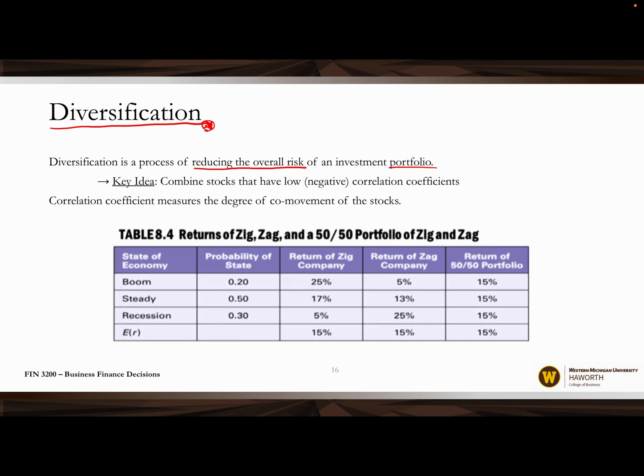And the key idea is this. You want to combine stocks that have low or negative correlation coefficients. If you remember your statistics, the correlation coefficient measures the degree to which stocks move together, the degree of co-movement of stocks. So let's say real quick, there are two variables, x and y.